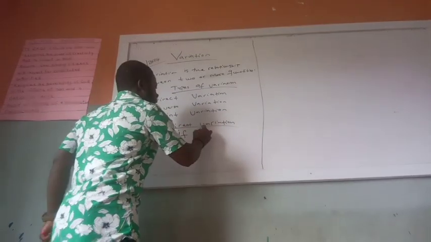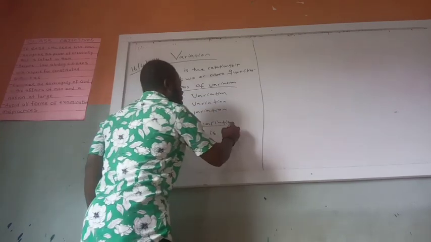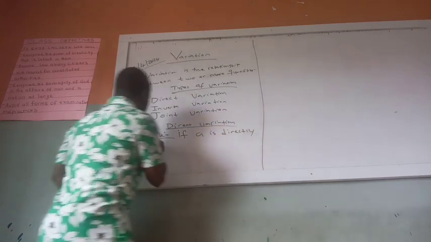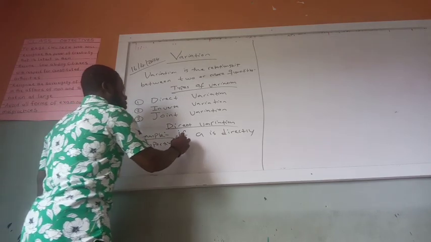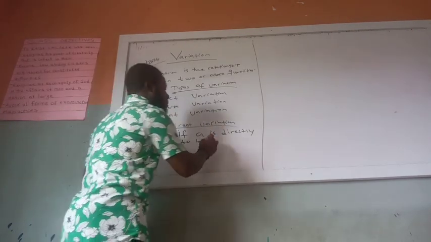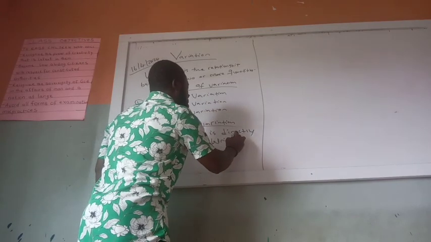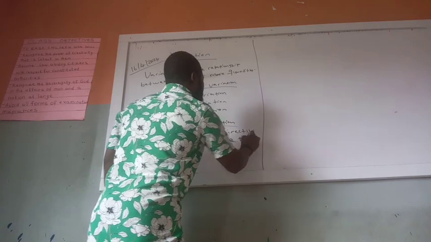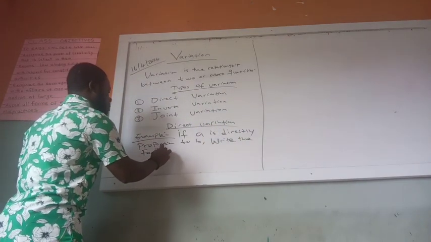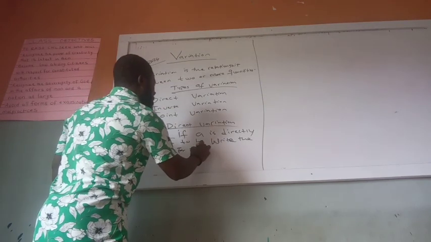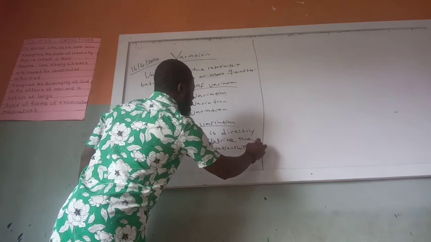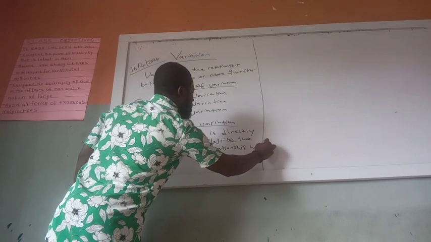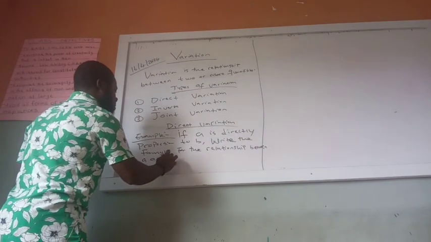If A is directly proportional to B, write the formula for the relationship between A and B. Then let's add the solution.